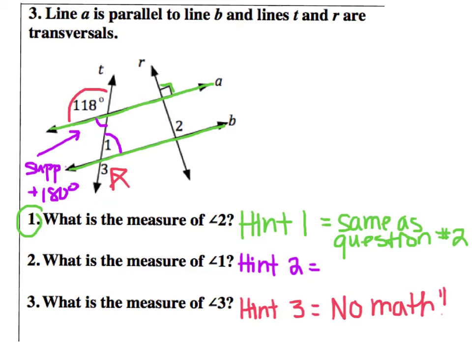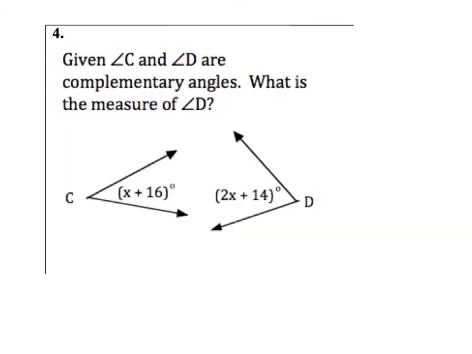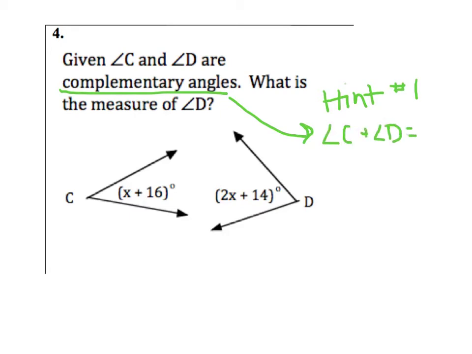Ready, pause. All right, question 4. I'd like you to pause the video, try and solve it on your own, and hit play if you need a hint. Ready, pause. Hint number 1 is the fact that the question says, given angle C and D are complementary angles, that really means that angle C plus angle D is equal to 90 degrees. Complementary means 90 degrees.